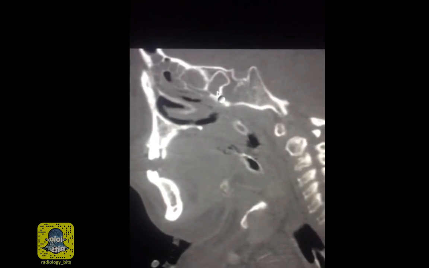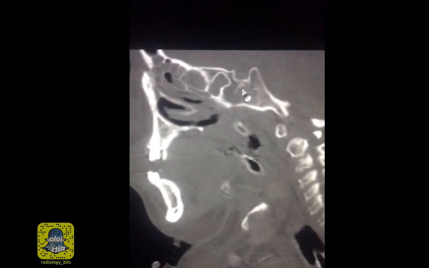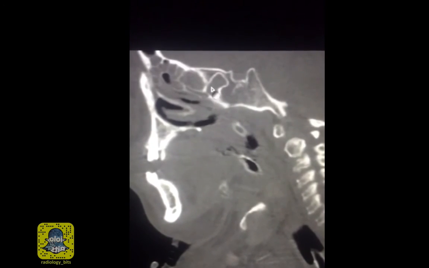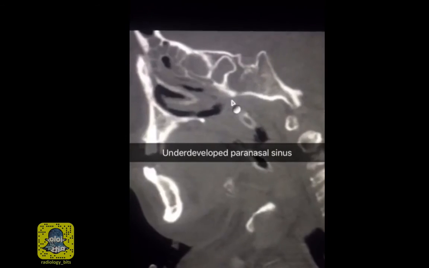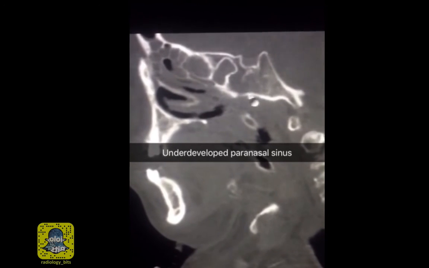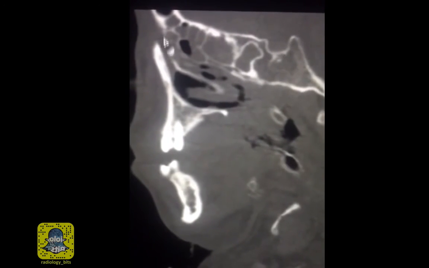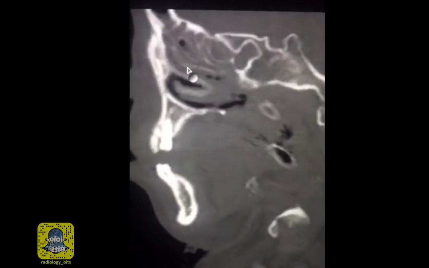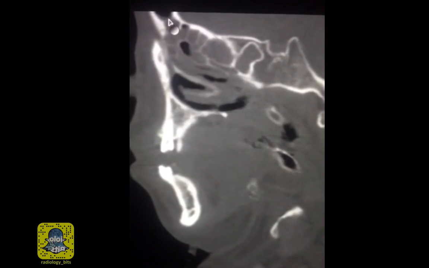Another finding is the underpneumatization of opacified paranasal sinuses. Note how you don't have a well-developed sphenoid sinus, which should live here. And notice the opacification of the paranasal sinuses, namely the ethmoid paranasal sinuses and part of the frontal sinus here.